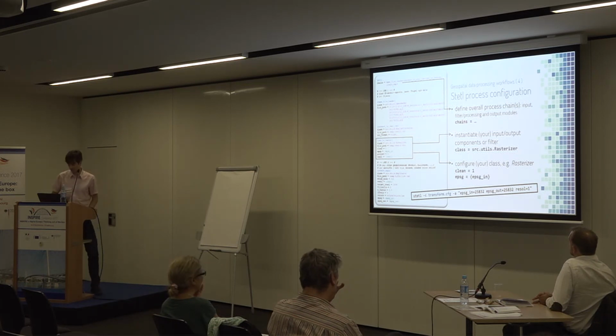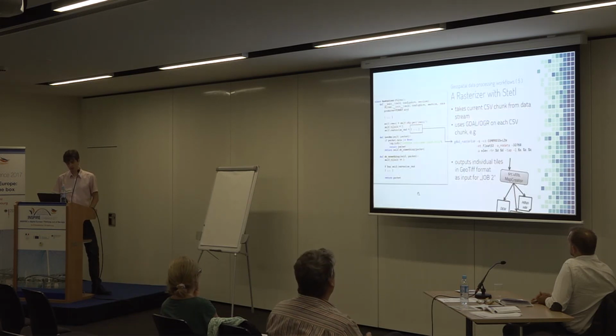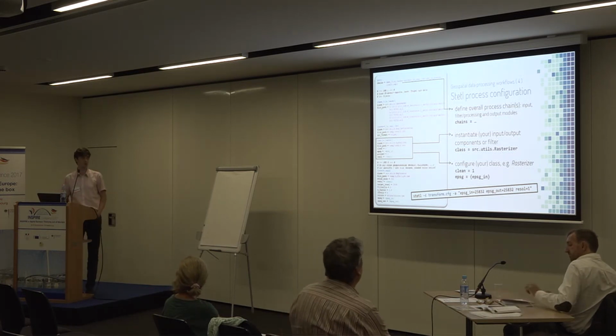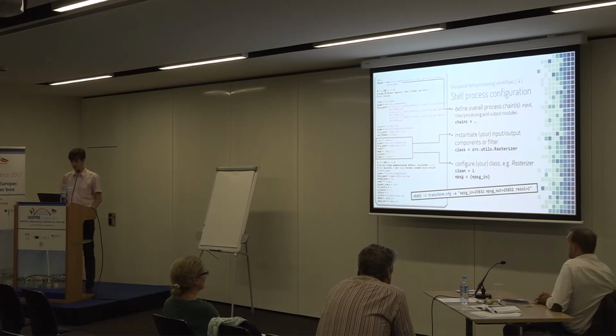So this is the first line, and the other lines are just for configuration of the different components. And here's just a line showing how to start the final transformation step. So you can see it's just a one-liner with some parameterization of your configuration file and so on.